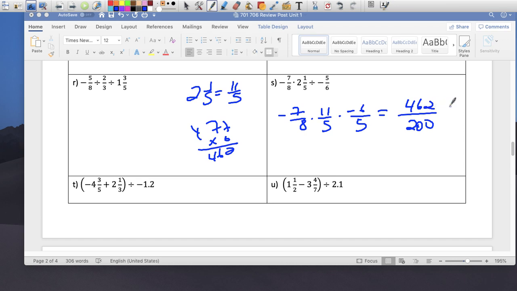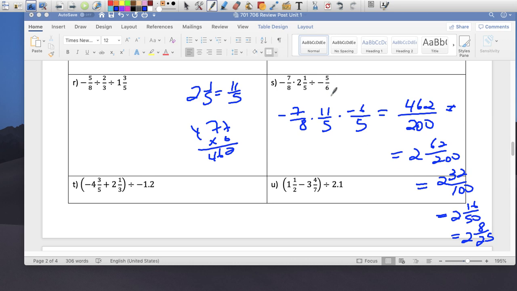Oh, I could simplify. I'm sorry. I could simplify these two. So this is going to be 2 and 62 over 200, which I'm going to simplify to 2 and 32 over 100. I can simplify again to 16 over 50, and finally to 8 over 25. So simplify, simplify, simplify.